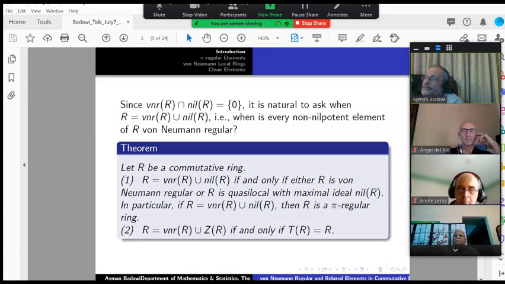And here, look at number 2. R will be the union of the von Neumann regular elements and Z(R), the zero divisors of the ring. R will be the union of these two sets if and only if the total quotient ring is R. So R is its own total quotient ring. And this is if and only if.